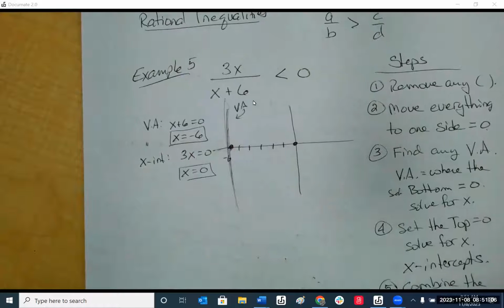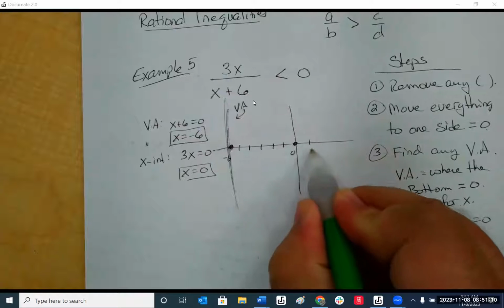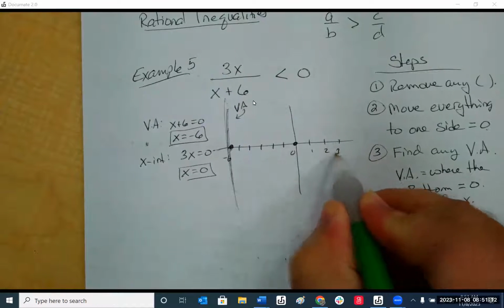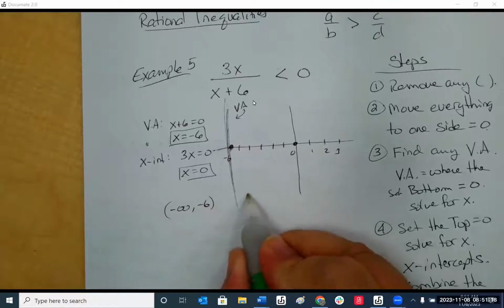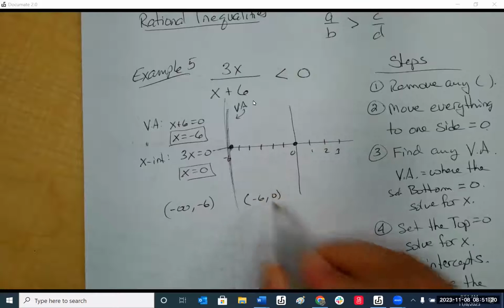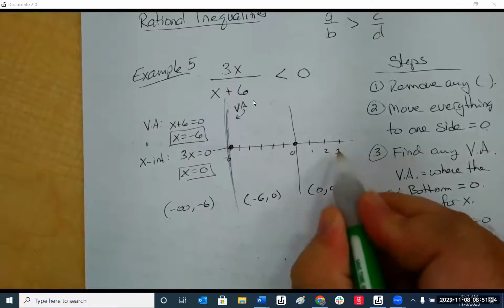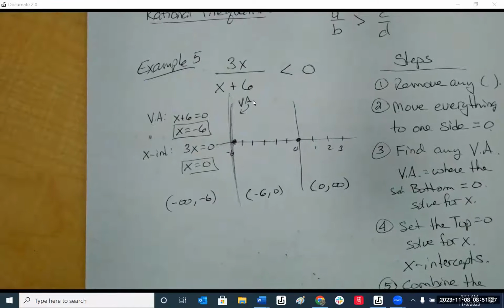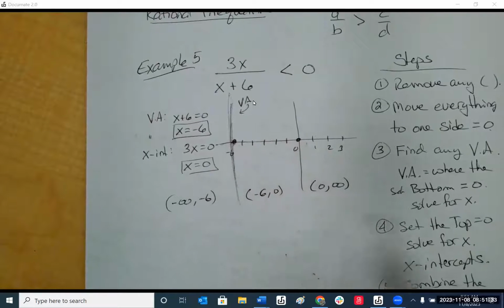So what are my intervals? Negative infinity to -6, -6 to 0, and then... very good. Yes, I knew what you were going to say. Those are my three intervals because I have two critical values, so I have three intervals.